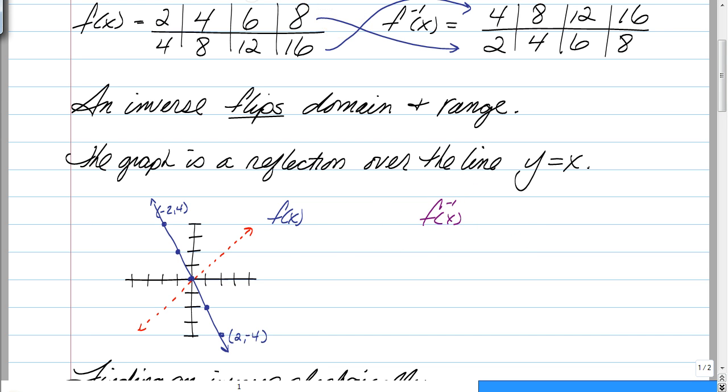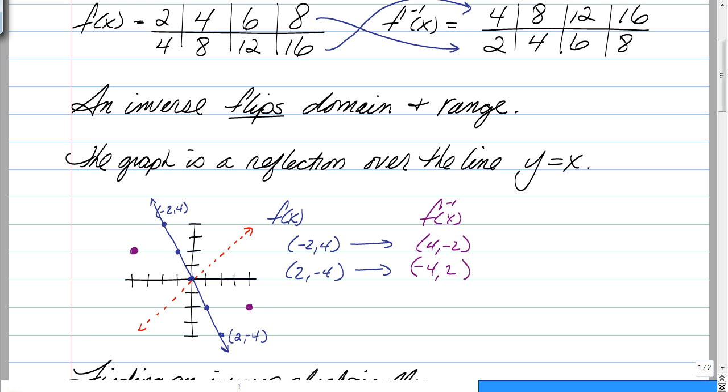So in the blue line, one of our coordinates is negative 2 comma 4. So that's going to turn into 4 comma negative 2. So we go to 1, 2, 3, 4 comma negative 2, and we're going to place a point. And let's take another one. Another one of the points we have over here is 2, negative 4, and that's going to switch to negative 4 comma 2. So we'll go to negative 4, 2.